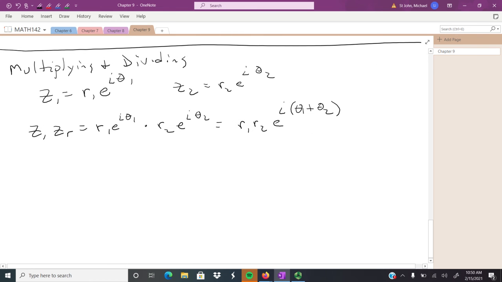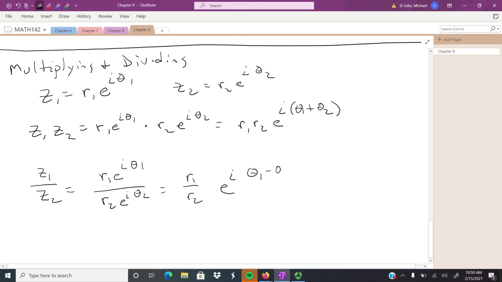And then if we do division, and let me fix this, this should be z2, and so z1 divided by z2 will be r1 e^(iθ1) divided by r2 e^(iθ2), which will be r1 over r2 e^(i(θ1 - θ2)). So multiplying and dividing. Let's look at an example of each one.